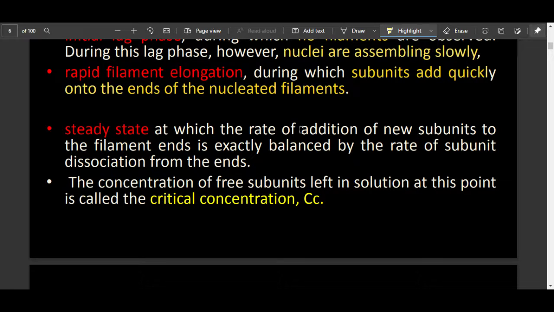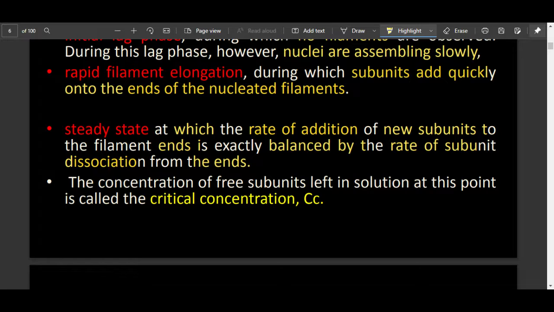Steady state. In steady state, the rate of addition of new subunits to the filament end is exactly balanced by the rate of subunit dissociation from the end. Dissociation also happens from the end, so the rate of addition and the rate of dissociation are balanced, and this is called steady state.